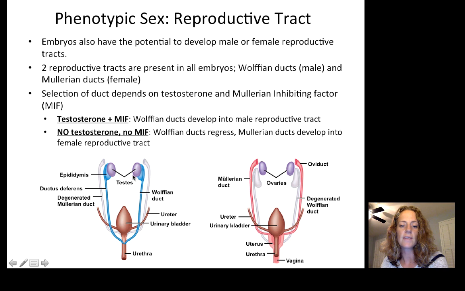So that is, the testes will form with the SRY gene and TDF, and then the male reproductive tract, the epididymis, the vas deferens, etc., will form with testosterone and Mullerian inhibiting factor. If those signals are absent, then the default is for the Mullerian ducts to stay and produce the female reproductive tract. So no signals from the testes, or lack of signals because they are ovaries, will cause Mullerian ducts to form.